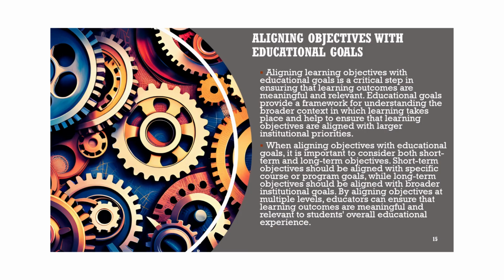Aligning objectives with educational goals. Aligning objectives with educational goals is a critical step in ensuring that learning outcomes are meaningful and relevant. Educational goals provide a framework for understanding the broader context in which learning takes place and help to ensure that learning objectives are aligned with larger institutional priorities.